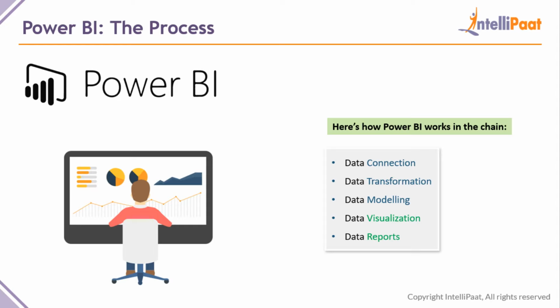So this is how Power BI works basically in the chain, guys. There are pretty much 5 major steps of how it works. Step 1 is data connection. Next we have data transformation, data modeling, data visualization, and data reporting as well, guys.